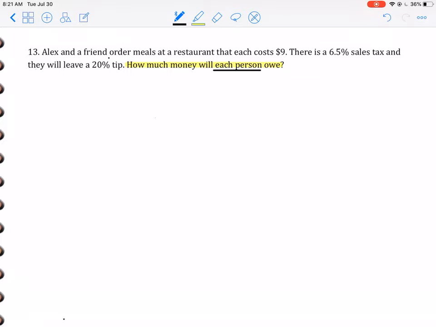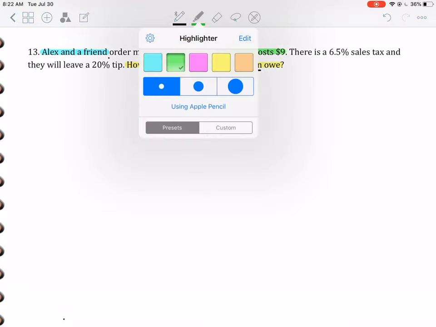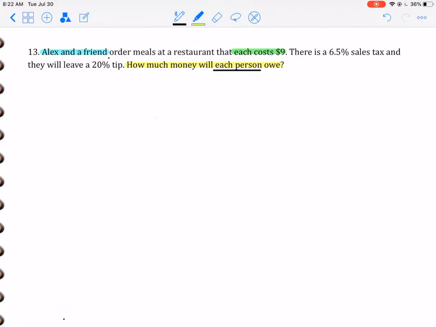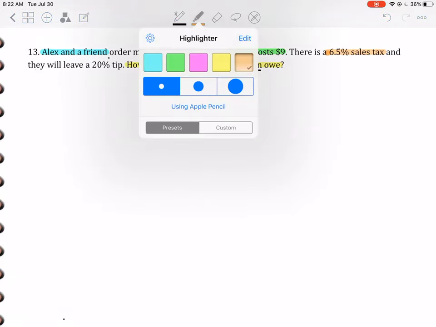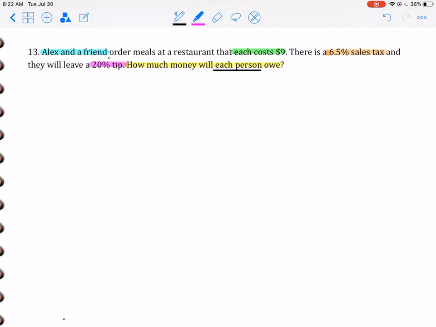So when I have a problem like this, the first thing, of course, that I do is go back into the problem. This doesn't seem like it's important, but it will be. Alex and a friend. Each person's meal costs $9. There is a 6.5% sales tax, and they will leave a 20% tip. So there is a lot to deal with in this problem.